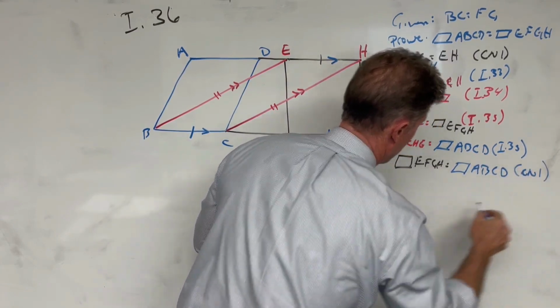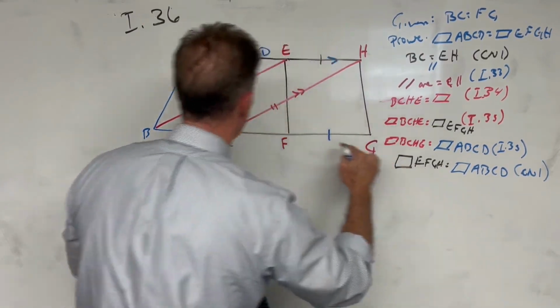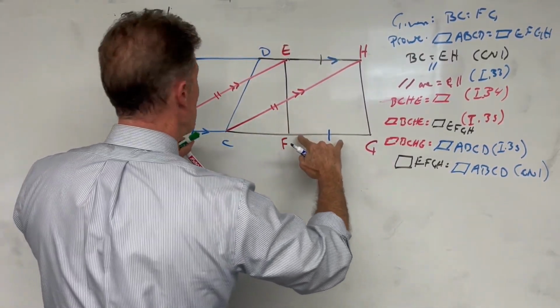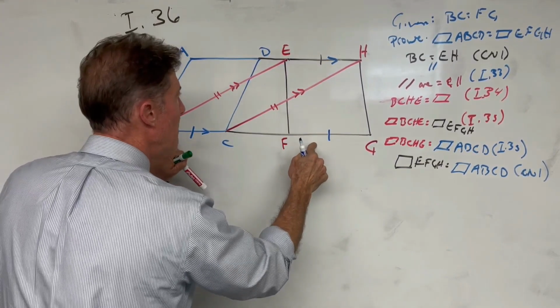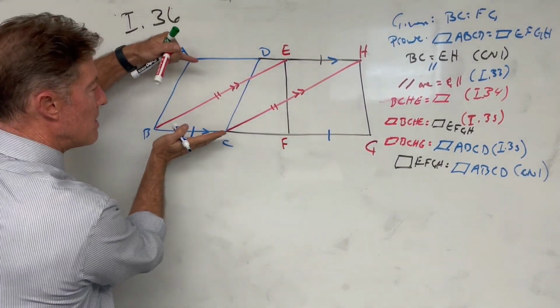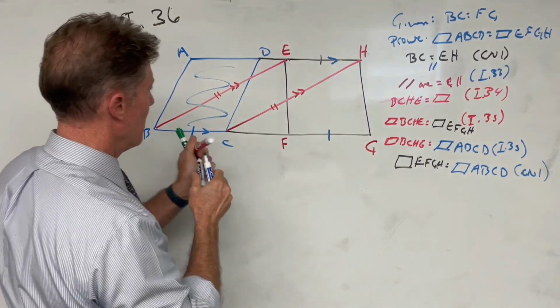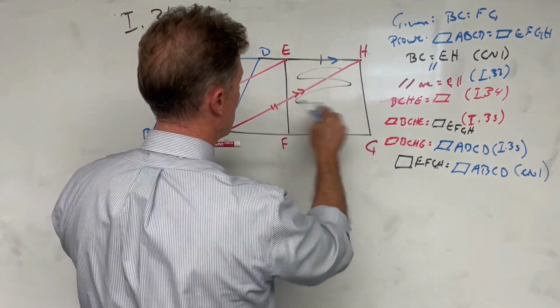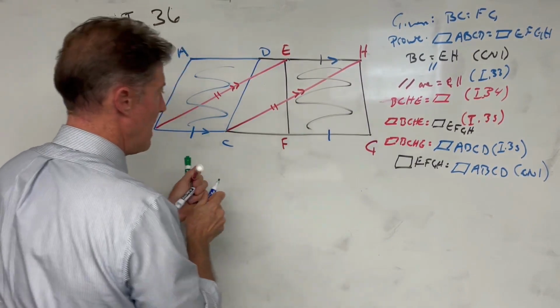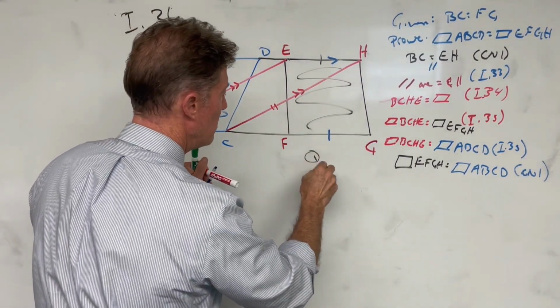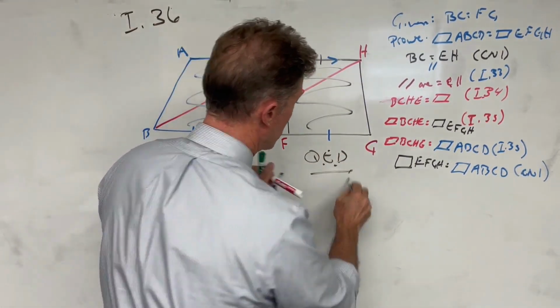Common notion 1 again. Therefore, we have shown that if you have parallelograms on equal bases contained by the same parallels, then those parallelograms will be equal to each other. The blue parallelogram is equal to the black parallelogram. And that's what we were supposed to prove, so we conclude our proof, QED.